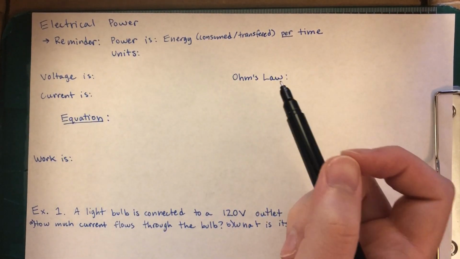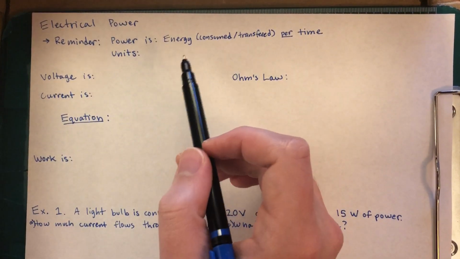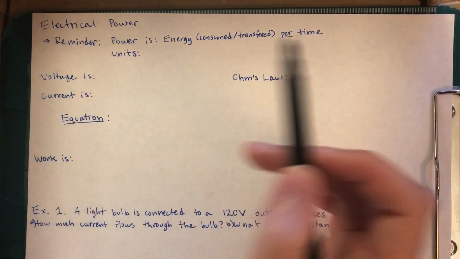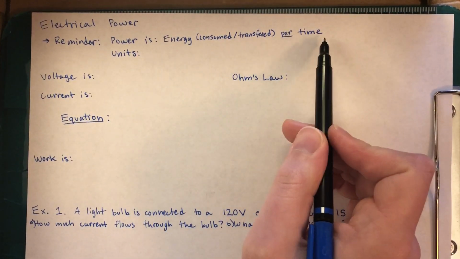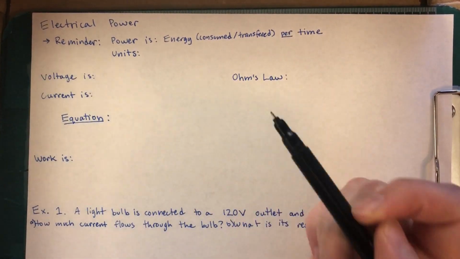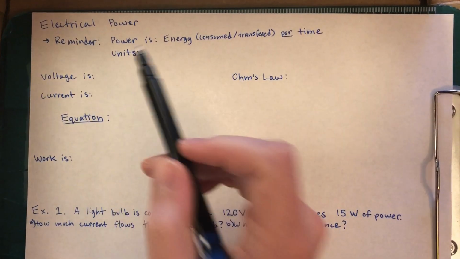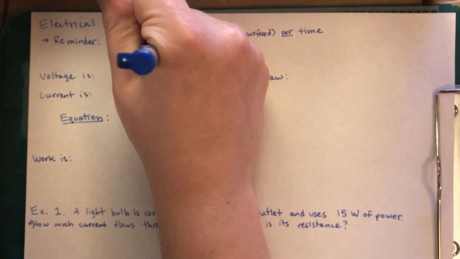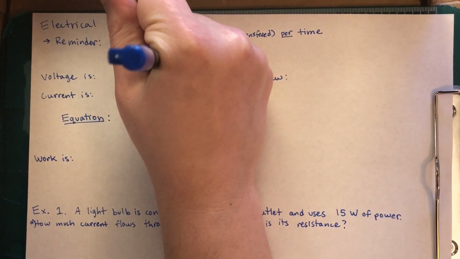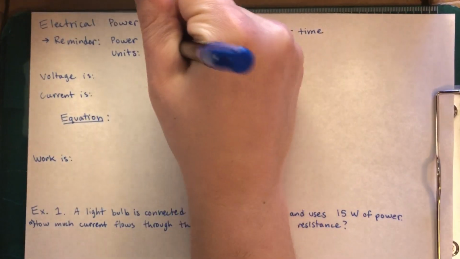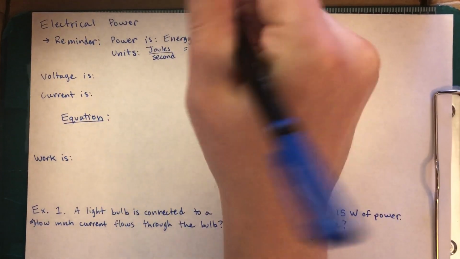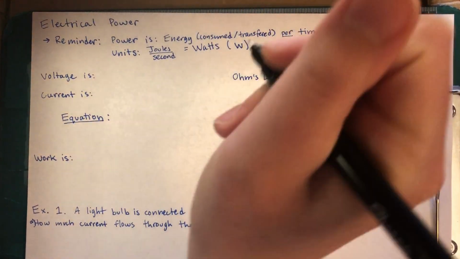So when we talk about power, we're really talking about how much energy either got transformed into some other form or transferred from one thing to another in a certain amount of time. So how quickly is that energy being used up? The units are joules, which are energy, per second, which has a special name, watts, which we write with just a W.